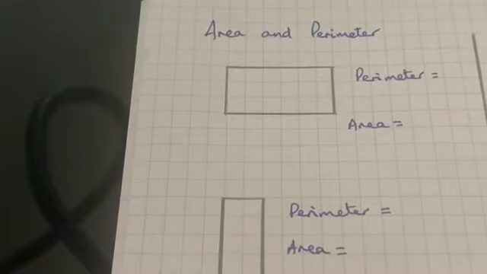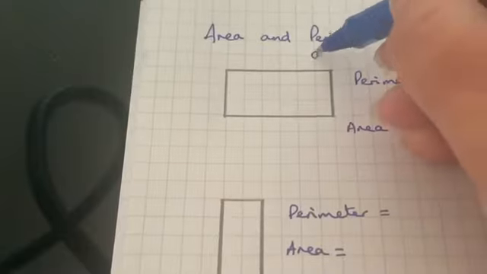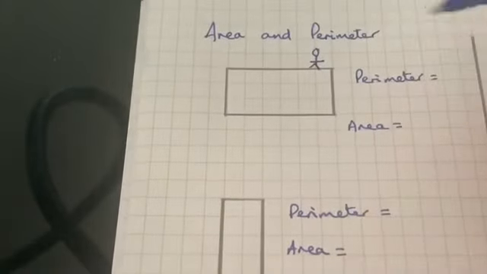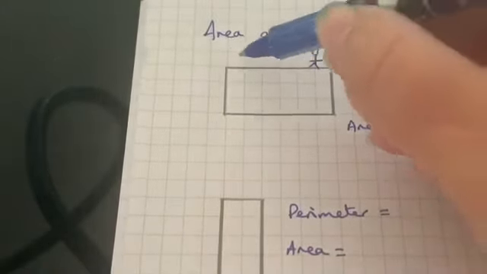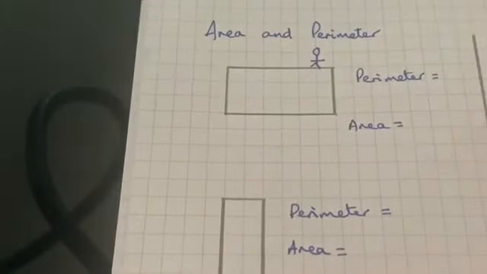So first thing we're going to look at is area and perimeter. So what is the difference between area and perimeter? Perimeter is if we were imagining going all the way around the outside of the shape. So if this person was going to walk all the way around the outside of my shape, how long would it be?